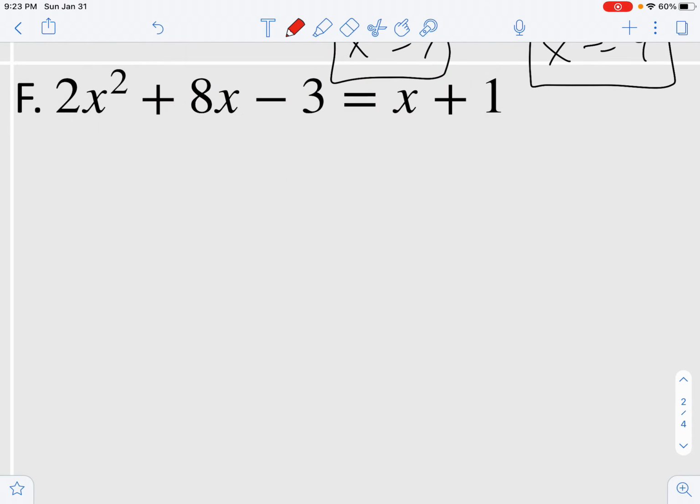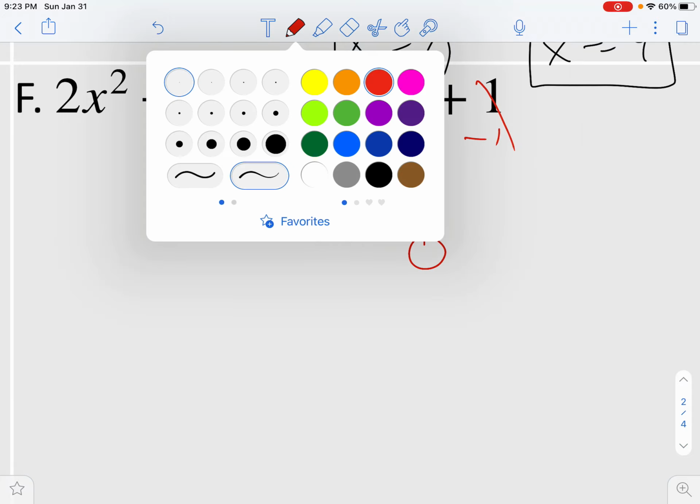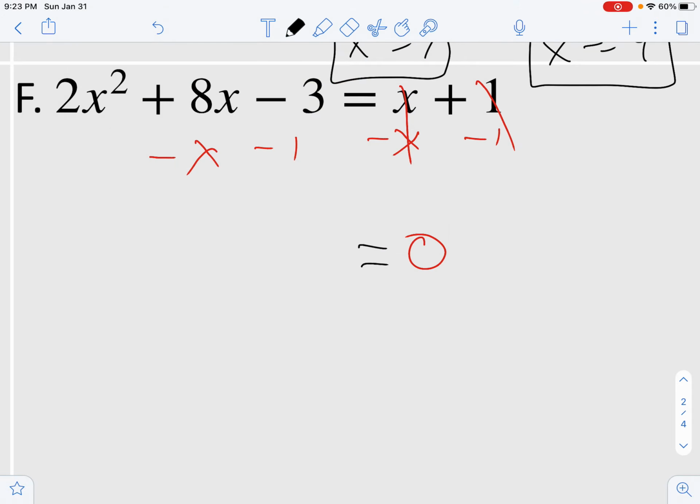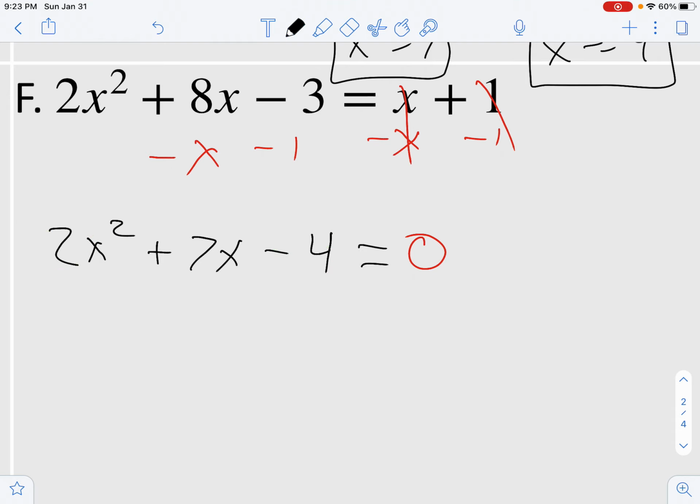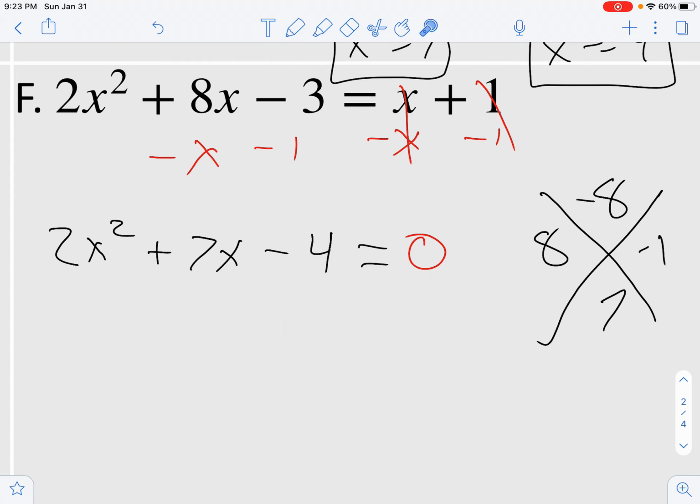Example F needs to equal 0, so I'm going to subtract x and 1 from both sides. Gets those to cancel out to equal 0. Negative 3 minus 1 is negative 4. It's going to give me positive 7x and 2x squared. I'm looking, is there a greatest common factor? There is not. So I'm doing my first times my last. This is 3 terms, so I know I have to fill out my big X. Negative 8, positive 7. Looks like I should be using a positive 8 and a negative 1. These multiply to make that, combine to make this.